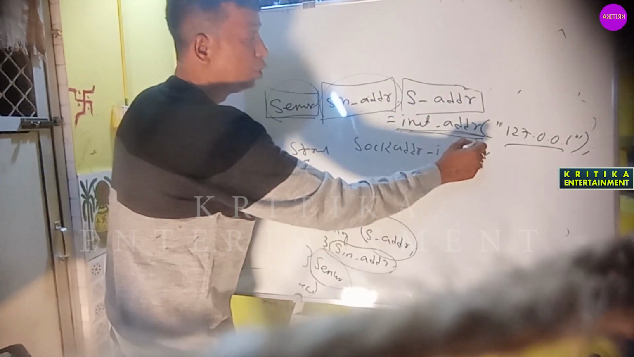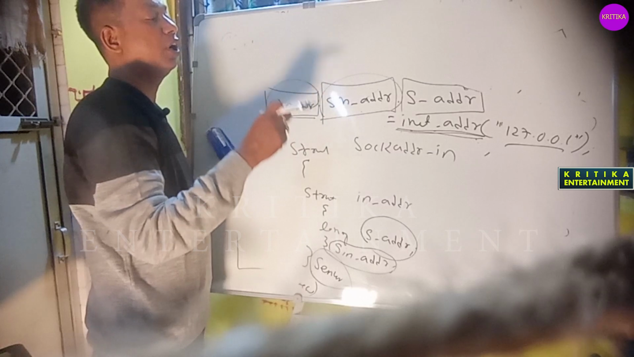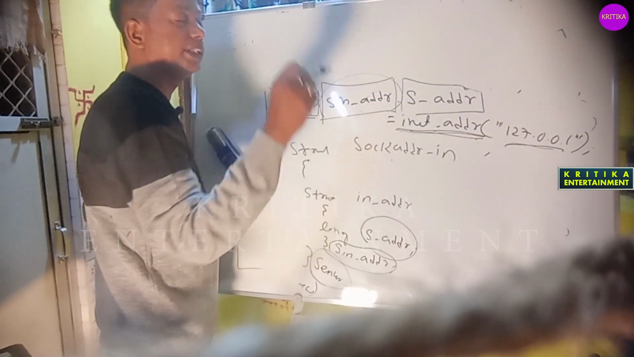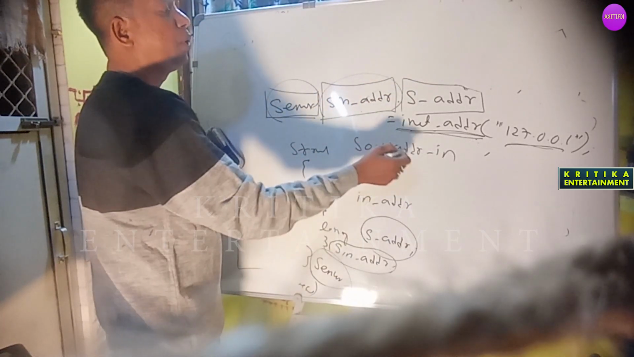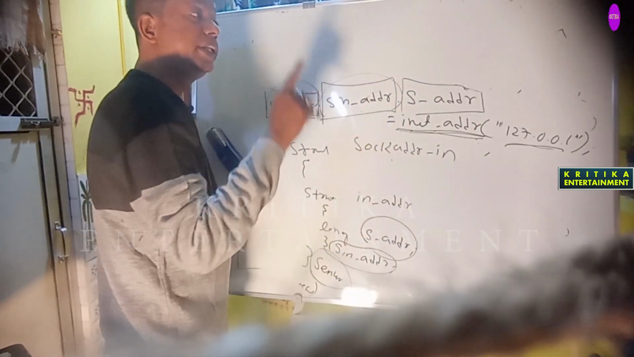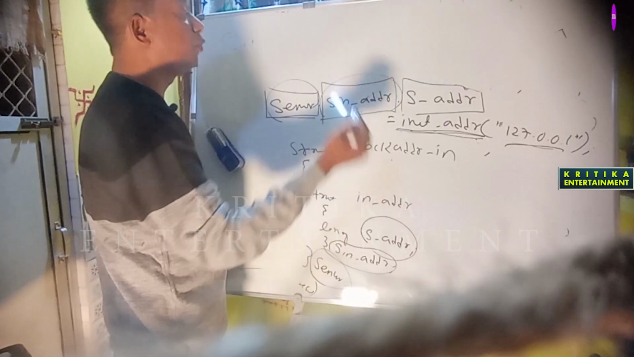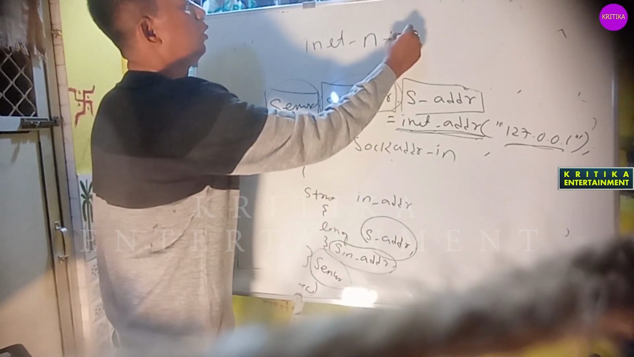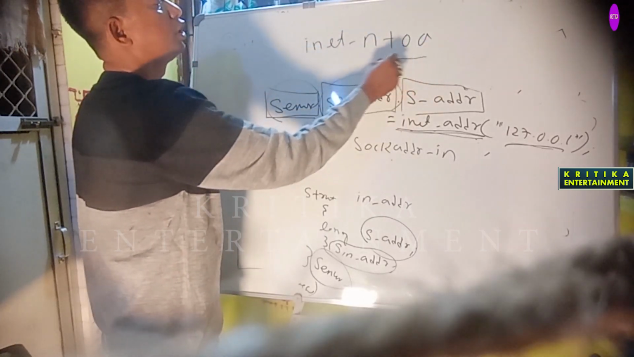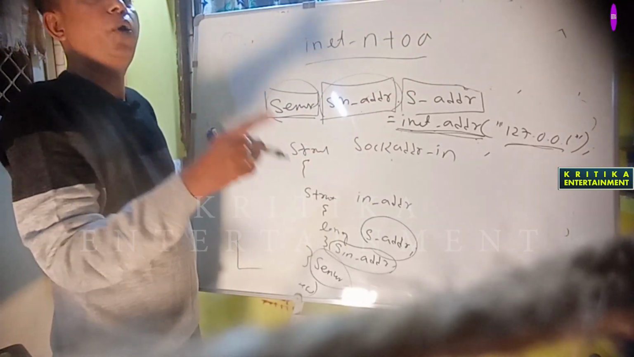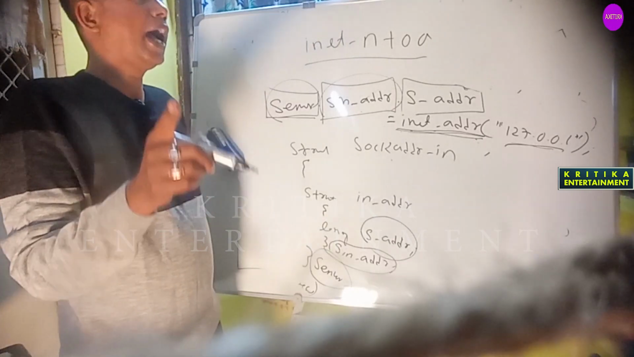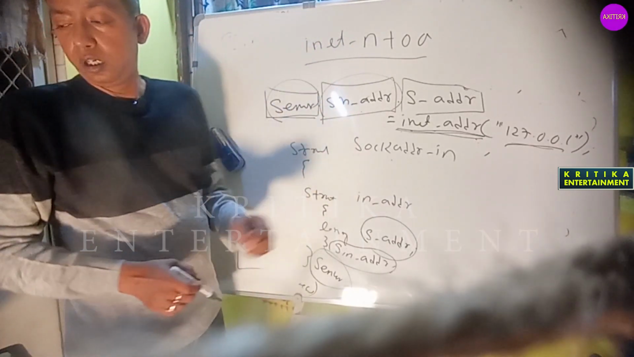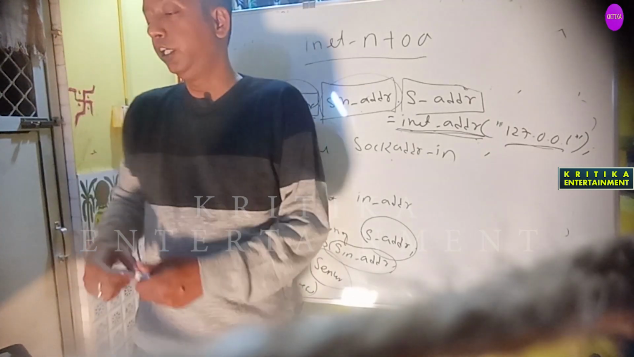This function is used to convert from your string format to the original dotted format. If you want to convert from the original IP address to a string, then which function will you use? inet_ntoa. This function is used to convert the original dotted format IP address into a string. That I will tell you later. I have declared the internal structure.